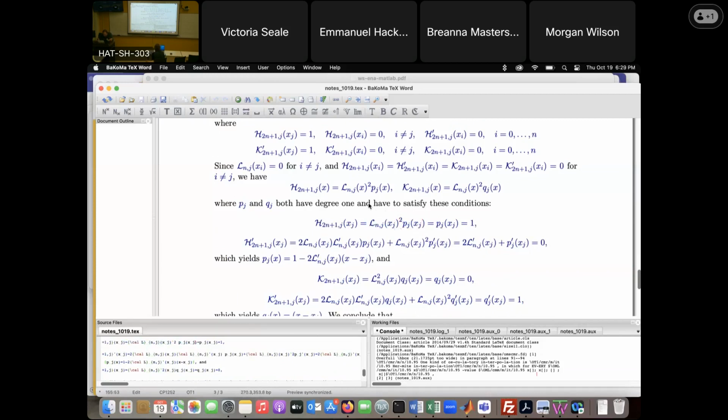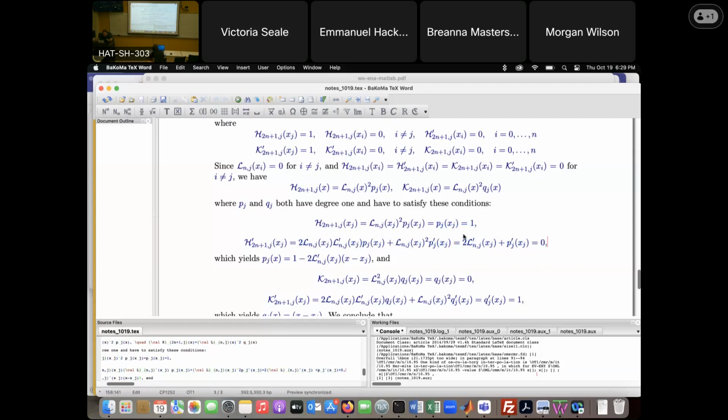Now, if I take the derivative, then by product rule and general power rule, I get this monstrosity. Now, Lagrange polynomial j is equal to 1 at xj, so that does simplify things a little bit. I end up with this, and that has to be 0. So now Pj has the polynomial of degree 1 that has satisfied this condition and this condition.